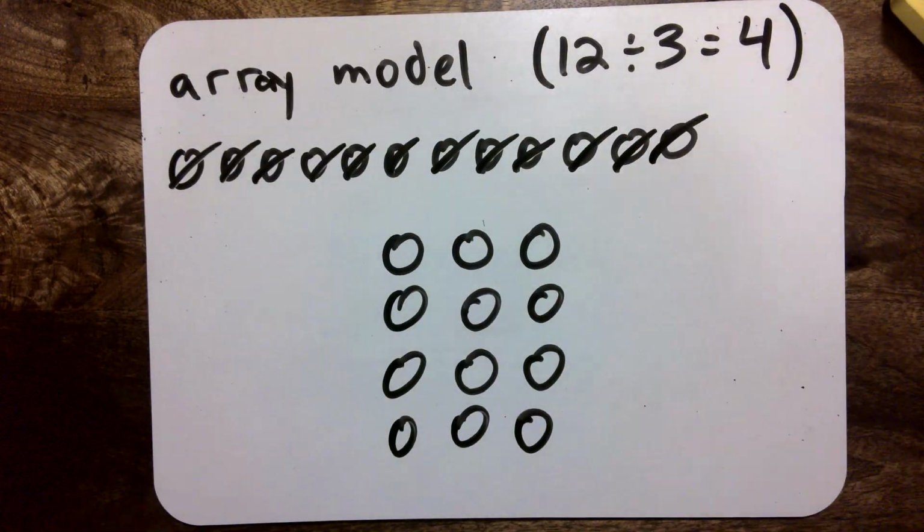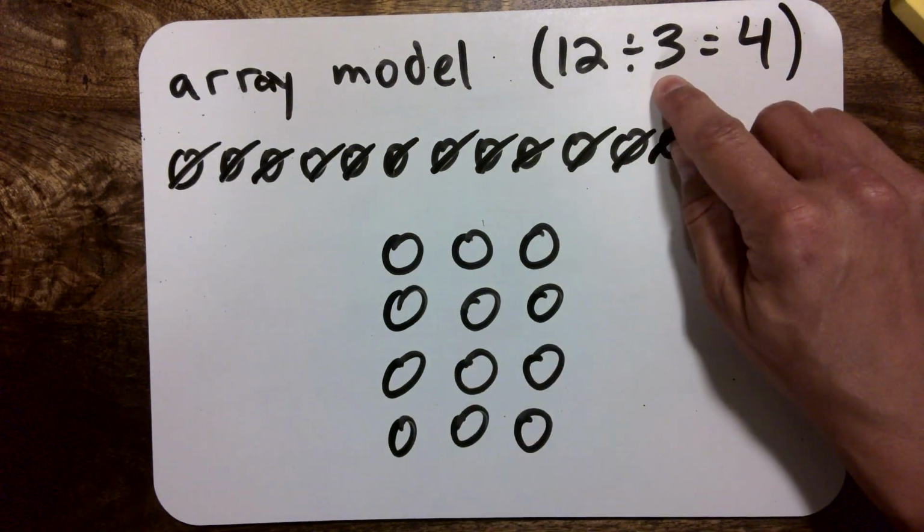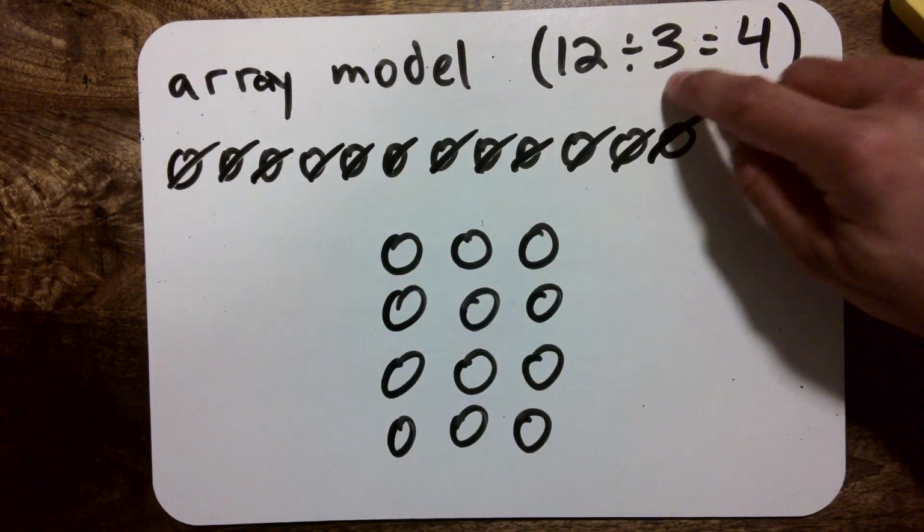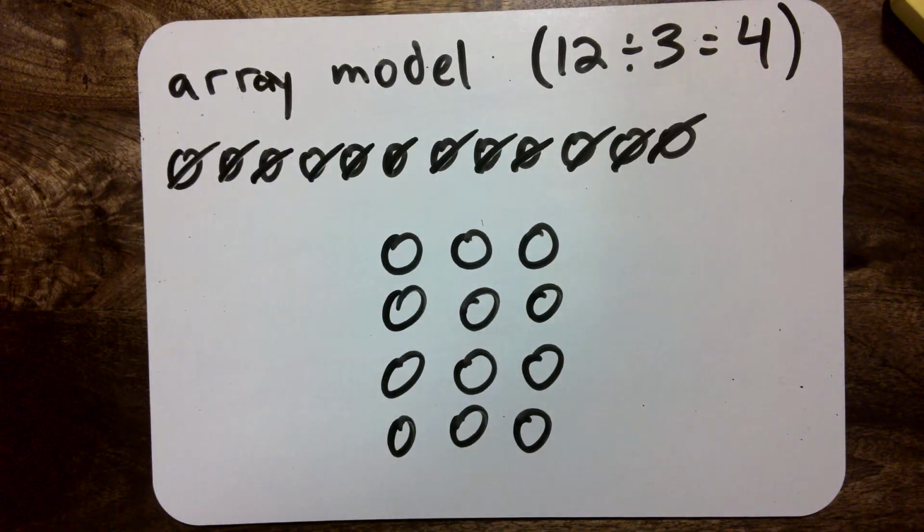Okay, and then again, the abstract model, 12 divided by 3 equals 4. Again, making connections to the groups and then the size of each group. And again, for the array model, similar to the area model, the groups, we can think of that as being either the rows or the columns. Both of those cases would work.